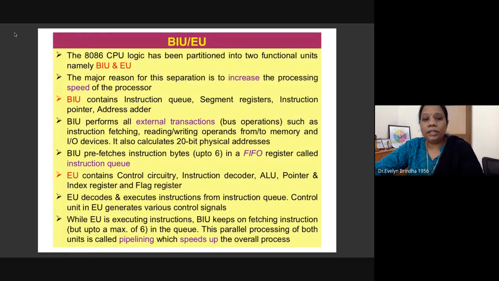Now coming to EU, EU has got a control unit. It's got an instruction decoder because it has to decode the instructions. Control unit, because it has to generate control signals for carrying out the instructions. Then it has an ALU to execute the instruction. Then it has some registers. And of course, whenever you have an ALU, you'll be having some flag registers or condition code registers. So all that is available in the EU because EU takes care of decoding.